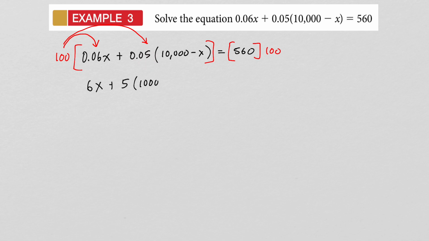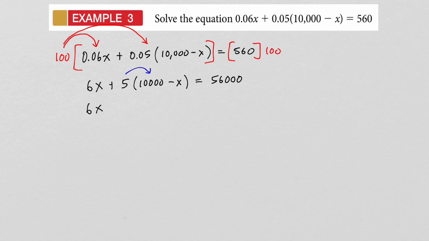And then the 10,000 minus x does not get multiplied by 100. And the reason for that is because these are already multiplied together. So when you multiply the 100 here, in the next step, that 5 is going to be distributed. On the other side, we have 560 times 100, which is 56,000. Now, I don't think this is a really big advantage. Some people like to do it this way, but let's go ahead and continue.